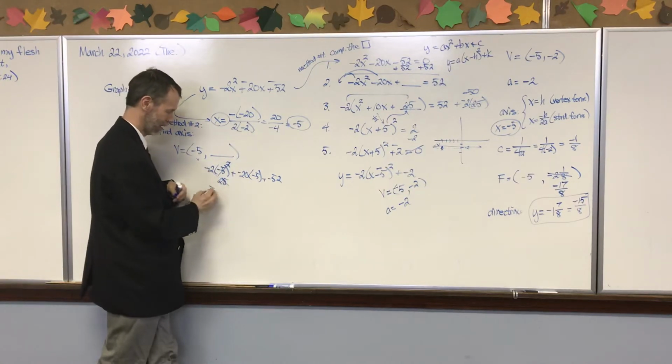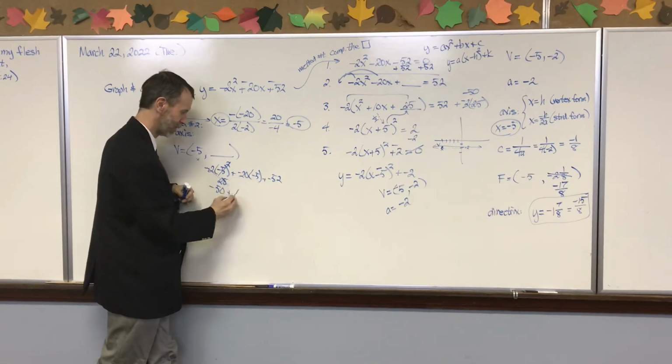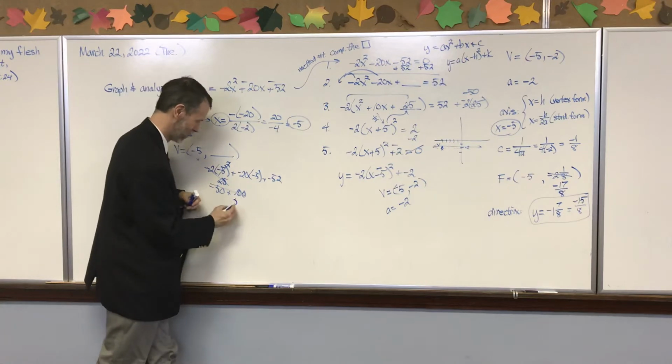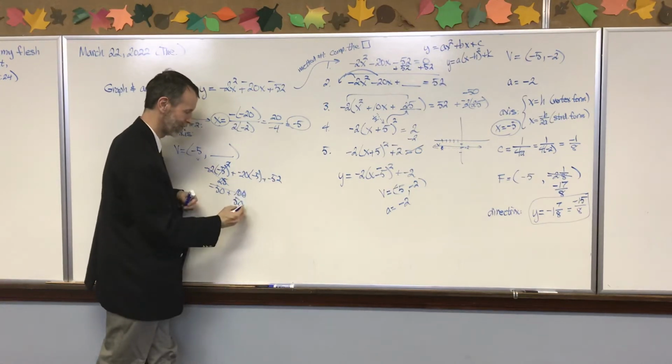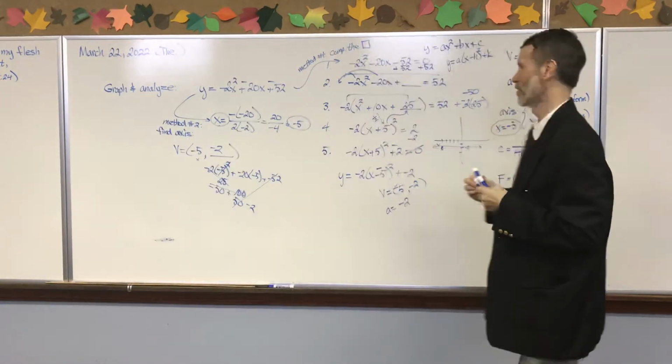Negative 50. Good. Negative 50 plus, what would this be? 100. Good. What is negative 50 plus 100? 50. What's 50 plus negative 52? Negative 2. Got it. Negative 5, negative 2. And sure enough, that agrees with our previous answer.